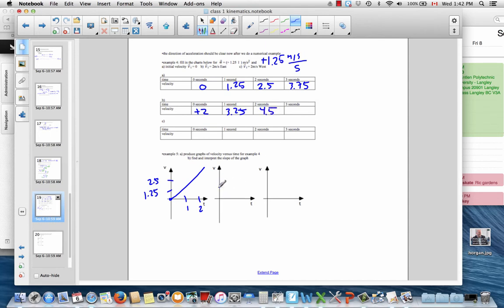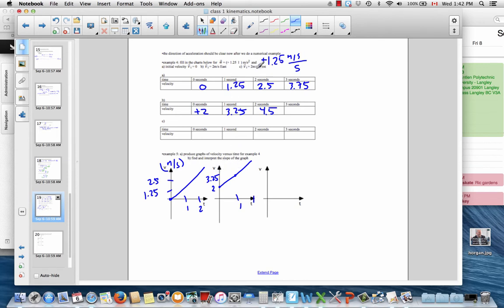It's just starting not from 0, but from 2. And after 1 second, you're going at 3.25 meters per second. This y-axis is in meters per second units. And then after 2 seconds over here, you'd be at 4.5 meters per second.